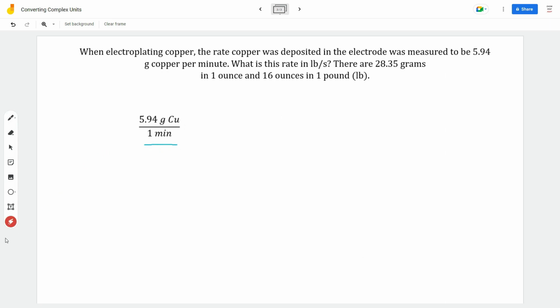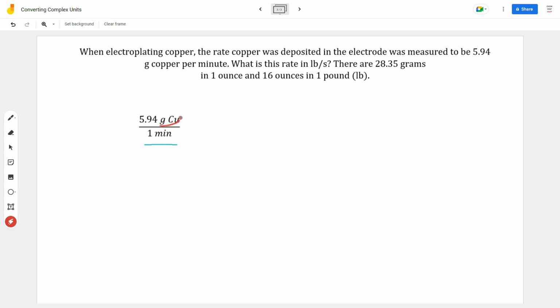Now, just to be clear where I got that from the problem, you can see the 5.94 grams of copper per minute. Now, it didn't necessarily specify per 1 minute, but when we don't specify the number, then it is assumed to be 1. Because if it is 2, you would put a per 2 minutes up here.